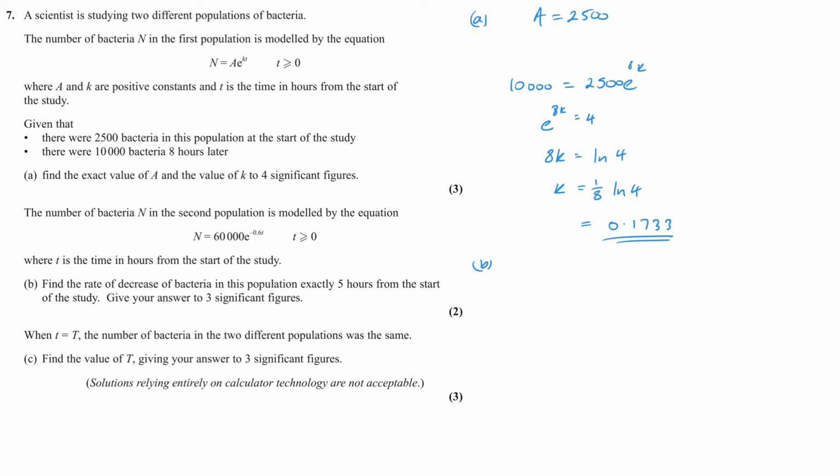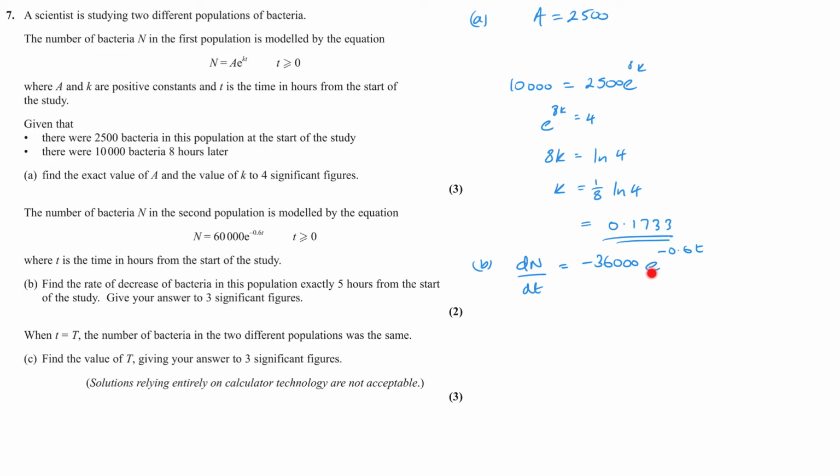So part B now, we've got a second model, which is this one. Find the rate of decrease of bacteria in this population exactly 5 hours from the start. So rate means differentiation, so dN by dt. We've got 60,000 times by minus 0.6, so minus 36,000 e to the minus 0.6t.